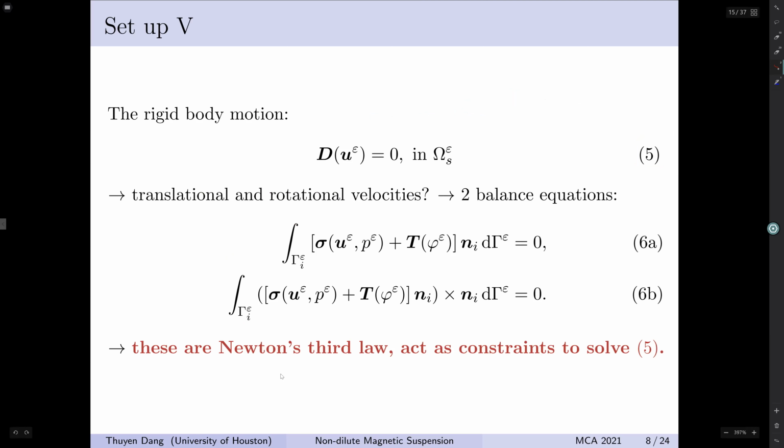So let me mention the physical meaning of equation 6a. Actually, you can view 6a as the balance equation between the hydrodynamic and the magnetic force, right? Because those forces are the internal forces for the combined fluid-particle system. So those forces cannot alter the total momentum, but only produce the exchange of momentum between the fluid and the particle. We have the same argument for the torque. So that's why we have equation 6b.